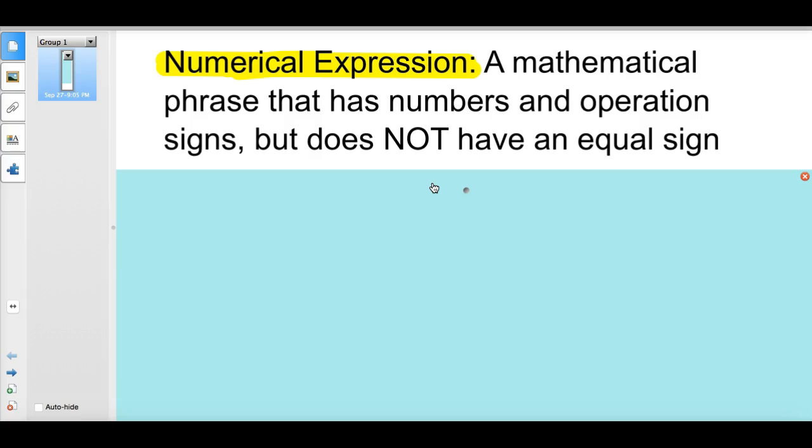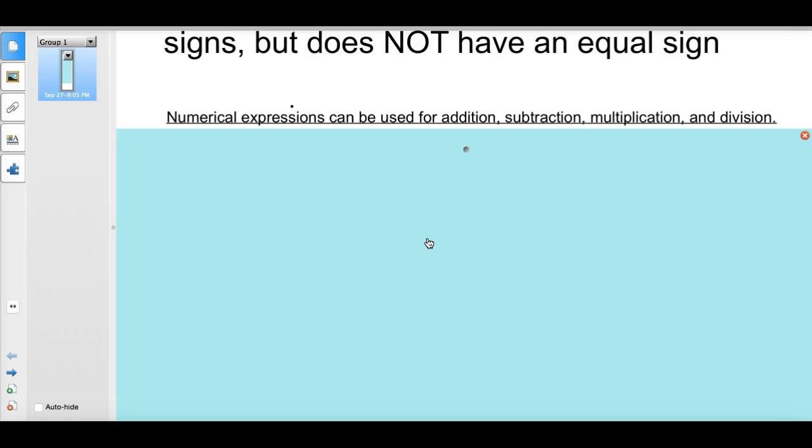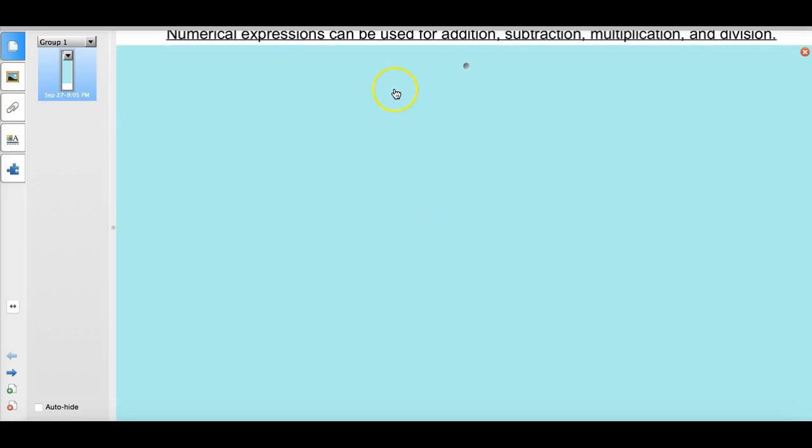Okay, if you have your definition written down, then we're ready to move on to the next step, which is what operation signs can we show with a numerical expression? Numerical expressions can be used for addition, subtraction, multiplication, and division. However, we can use more than one of these in one numerical expression. But for example, we are going to start looking at numerical expressions using addition.